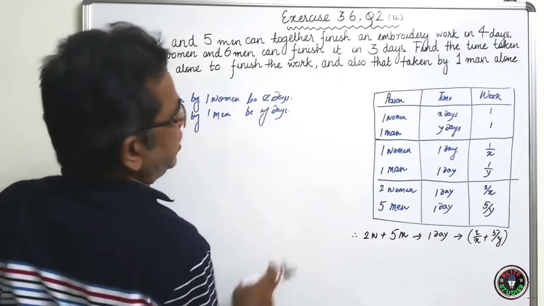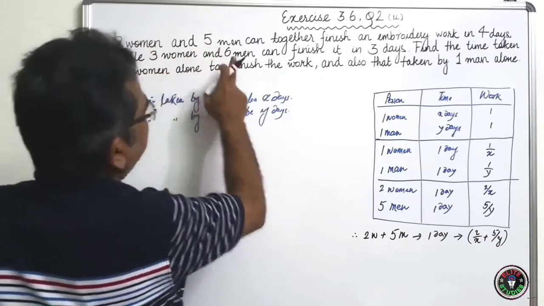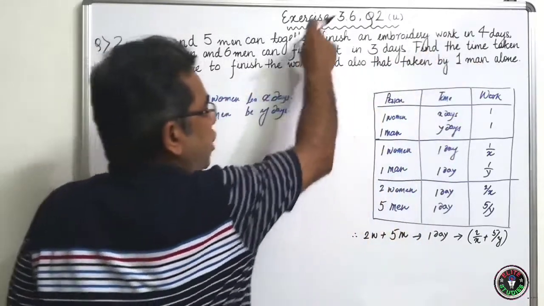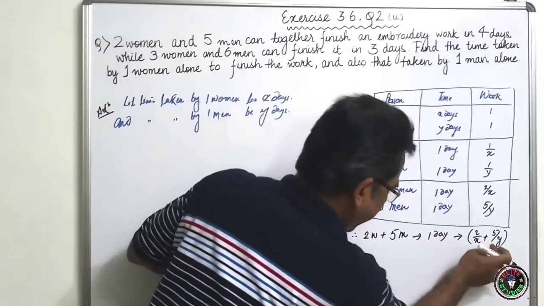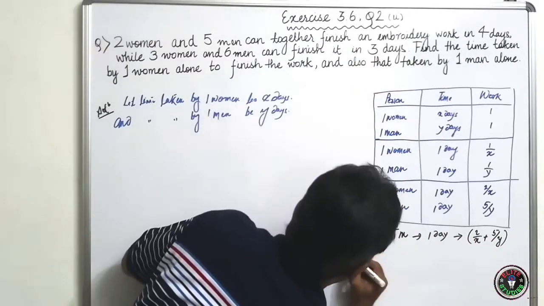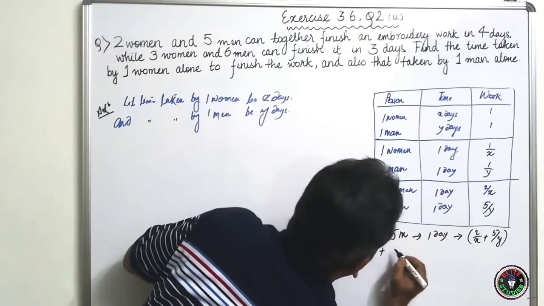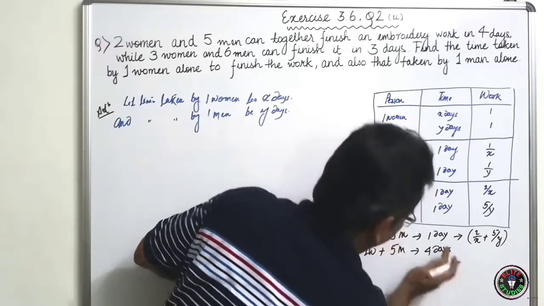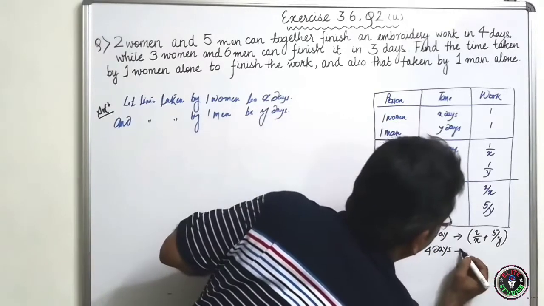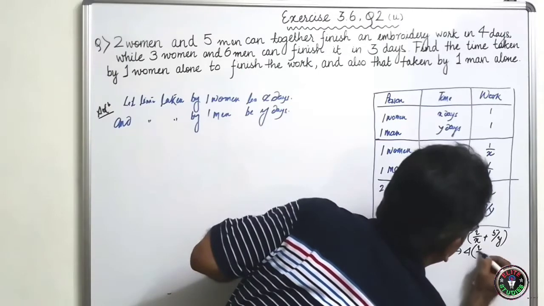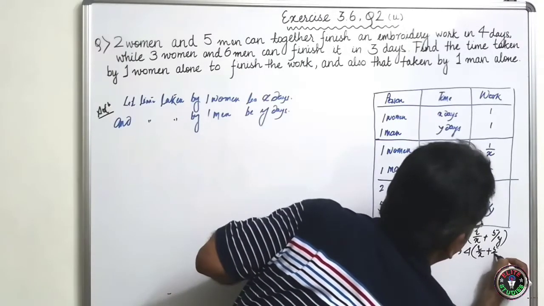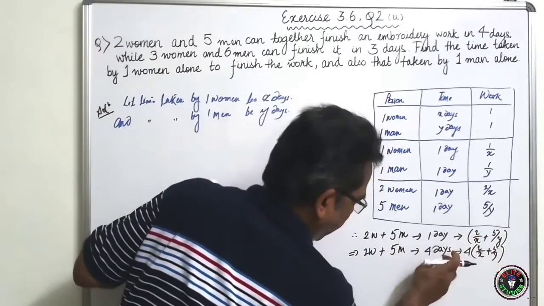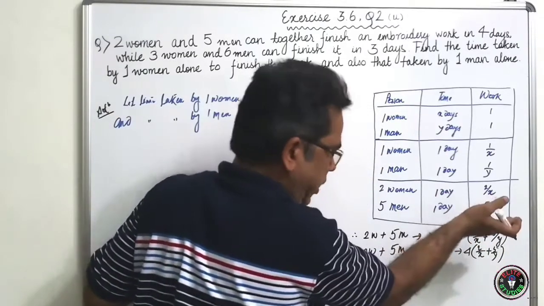Now in the question, 2 women and 5 men together finished an embroidery work in 4 days. So they completed the whole task in 4 days. In one day they are doing this much work, so 2 women plus 5 men, 4 days. Now the number of days has increased, so the work will also increase. So it will be 4 into 2 by X plus 5 by Y. Because in one day they do this much work, in 4 days they will do 4 times that work.